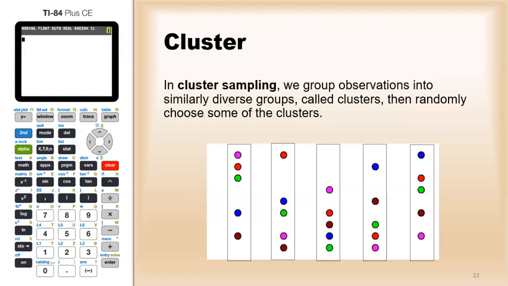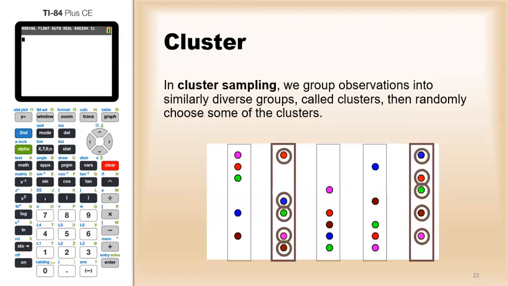So we break into groups, and these are often like, say, geographic, different cities or counties. And then we choose some of them. And then we take everyone that's inside those groups that we chose.